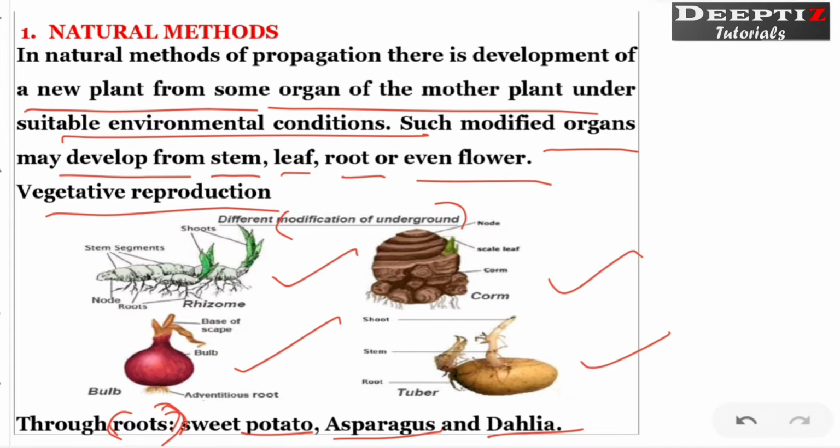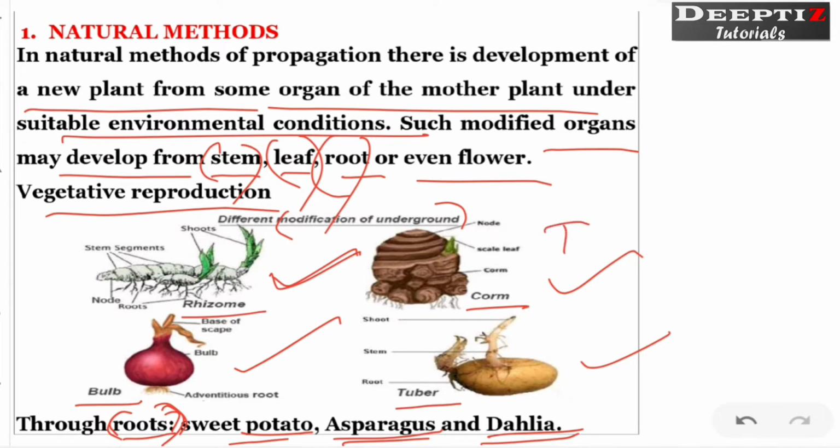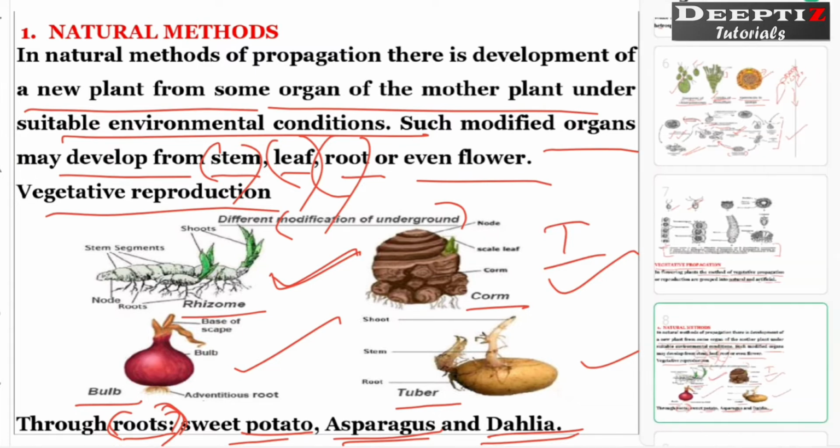You have to remember different things under the natural method: vegetative propagation by stem, by leaf, and by root. Under the root one, which are the examples? Sweet potato, asparagus, and dahlia. This image is different: rhizome is one underground modification, bulb in onion, corm in colocasia, and tuber is also given there. These are different modifications. This image indicates we can grow a plant apart from the seed. A common diagram is given here.